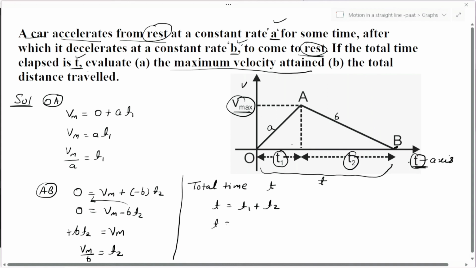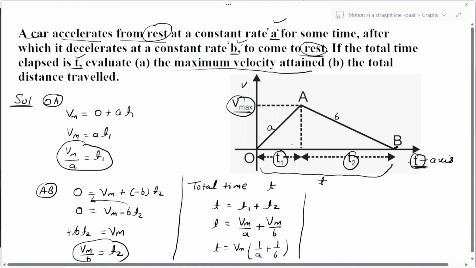So now what we have to do is put in the values of t1 and t2. t1 is Vm by a plus t2 is Vm by b. Now we can take Vm as common from both. So it will be Vm times (1 by a plus 1 by b). So small t will be Vm, and now we are taking the LCM. So it will be (b plus a) by ab.